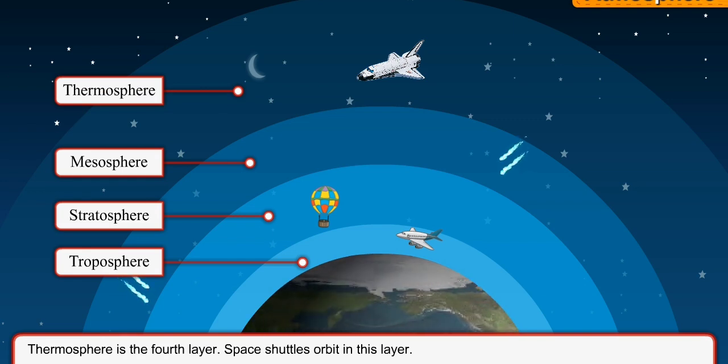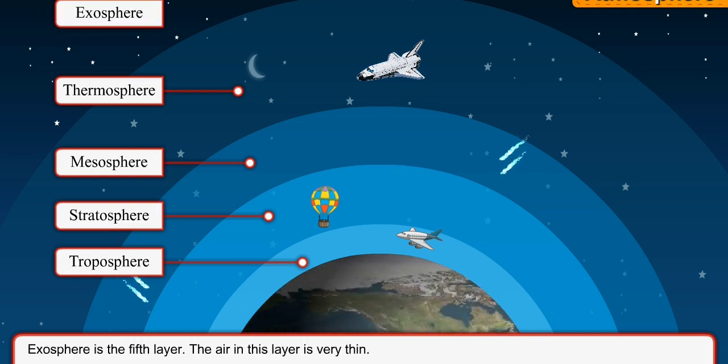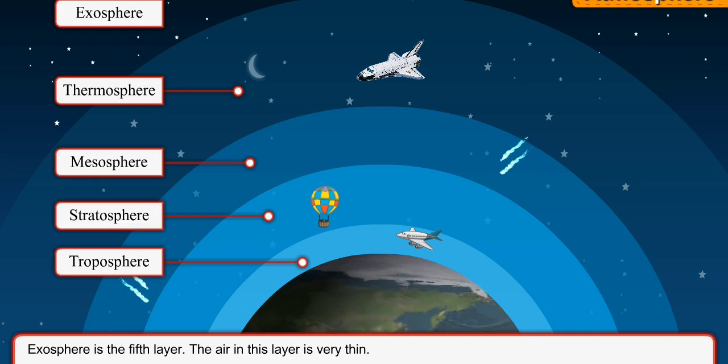Thermosphere is the fourth layer. Space shuttles orbit in this layer. Exosphere is the fifth layer. The air in this layer is very thin.